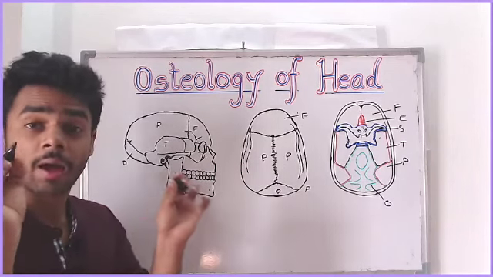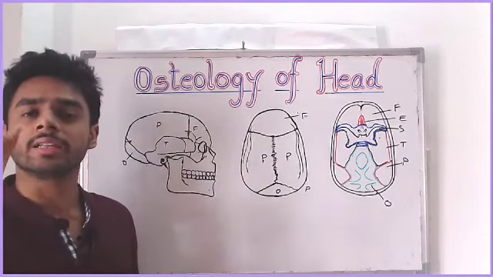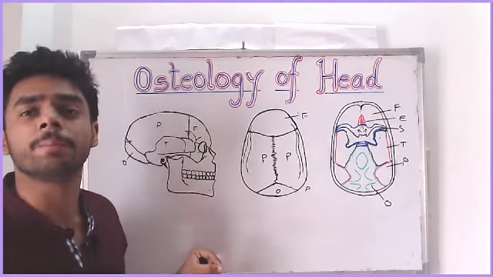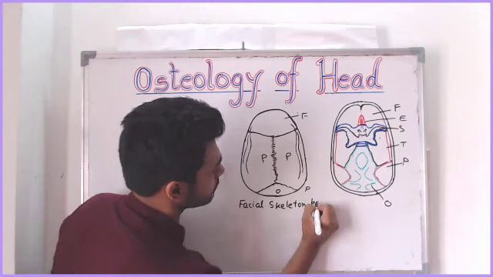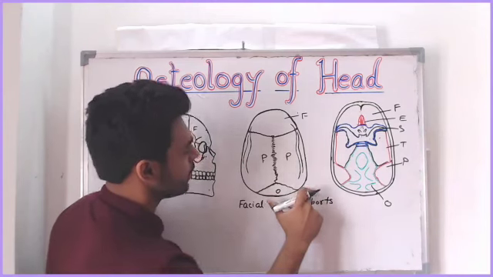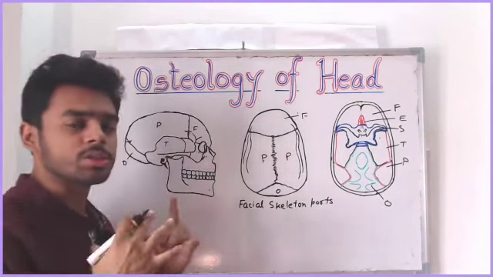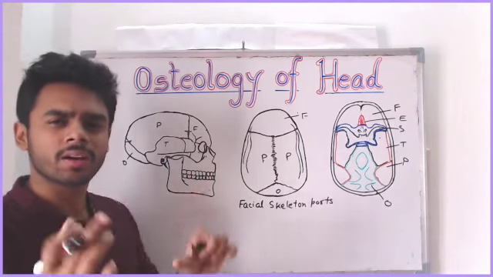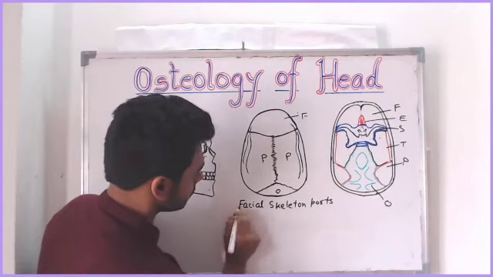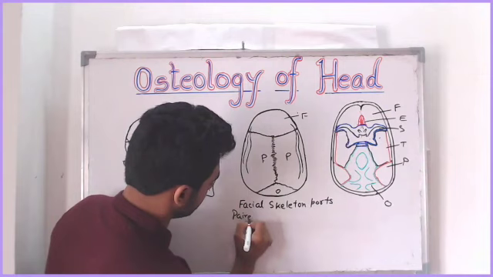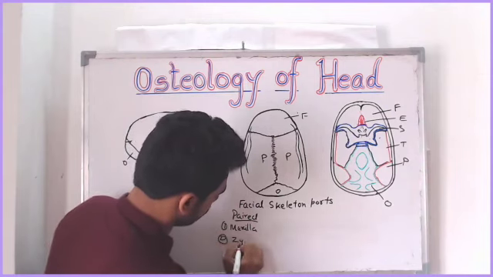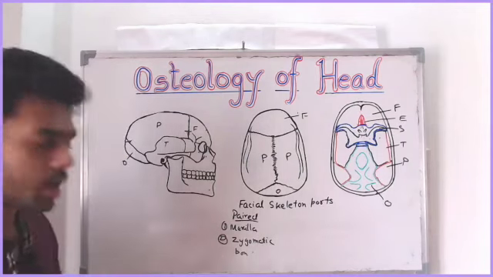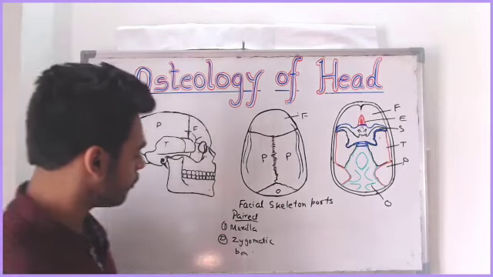These are the paired, that is, the skeleton which are present in pairs, like the facial skeleton parts. We will study about these facial skeleton when we study the different views of the skull. But let's get a little idea. First is the paired part. In paired, we have maxilla. Second, zygomatic bone. And third, nasal bone.